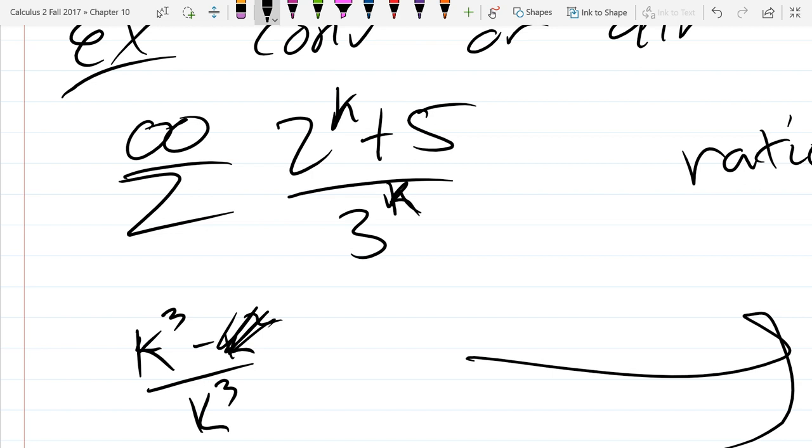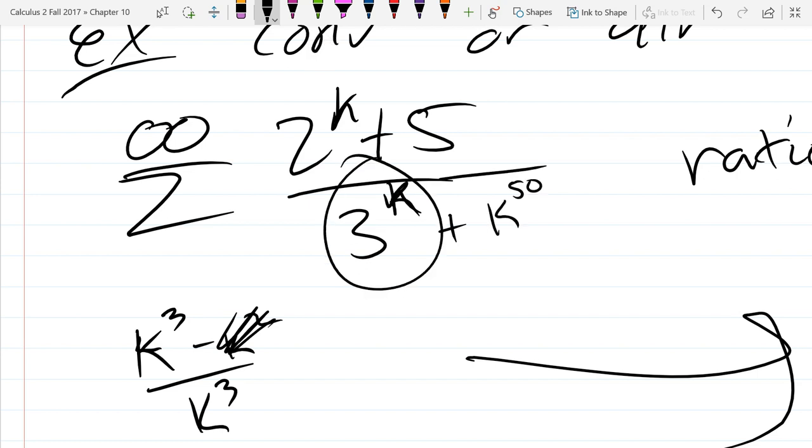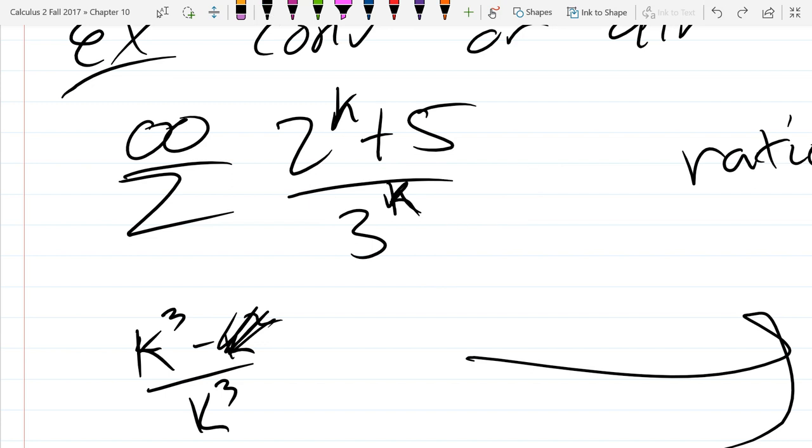Exponentials always beat polynomials. So even if there was a plus k to the 50, the exponential term would win no matter what, even if that power is really big. So then it still works with those exponentials, it'd just be two-thirds. Yeah, so with exponentials, you can basically throw away the polynomial part.